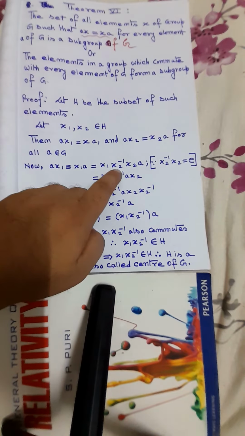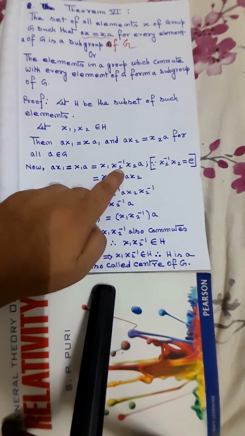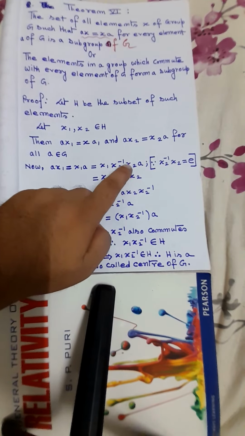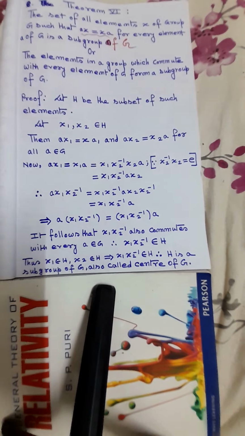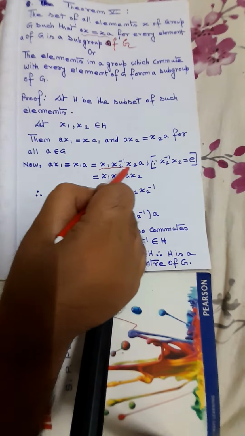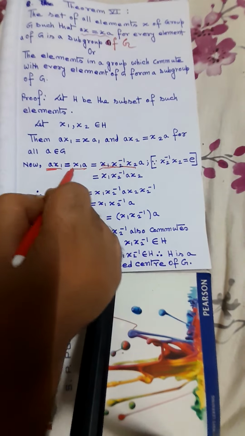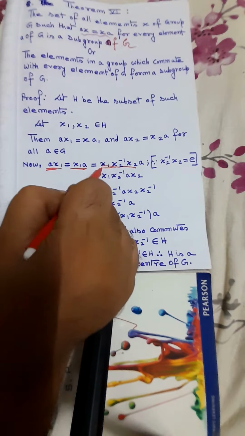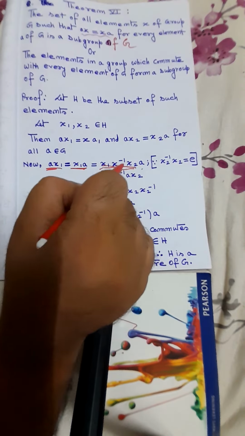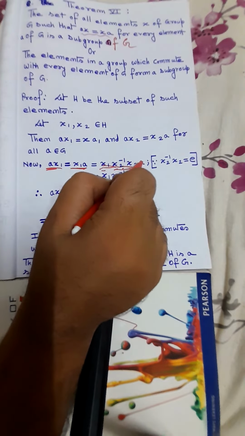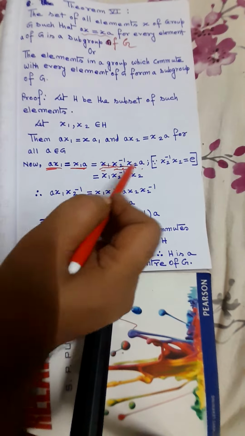So if we do x2 inverse x2, we get E. Then if we do the binary operation with E and A, what will we get? x1 a. That is how we can write it: x1 x2 x2 inverse a, which we can write as x1 x2 inverse x2 a, because E binary operation A will give us A, so that will give us x1 a. So we can write like this.